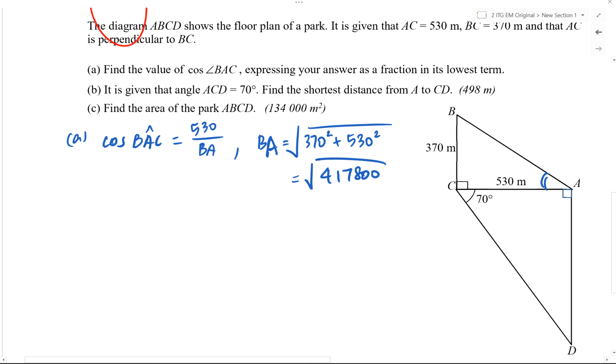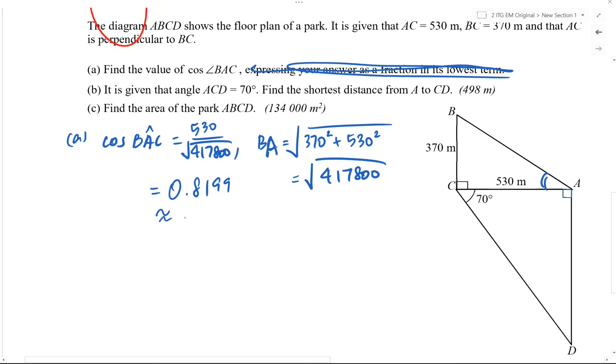Okay, so square root of 417,800. We put this inside here. 417800. Leave your answer as a fraction in the lowest term. Okay, so we're not gonna leave this as a fraction. So 0.820. That will be our answer for part A.